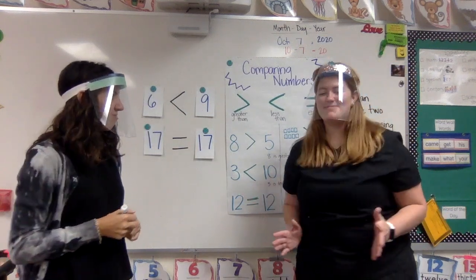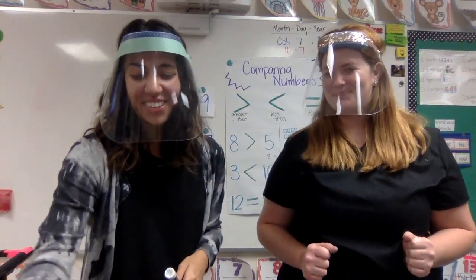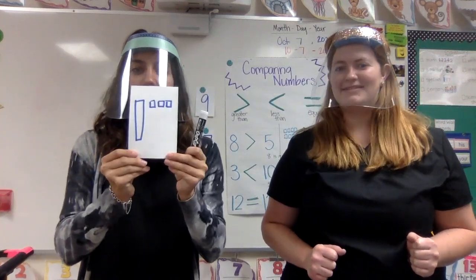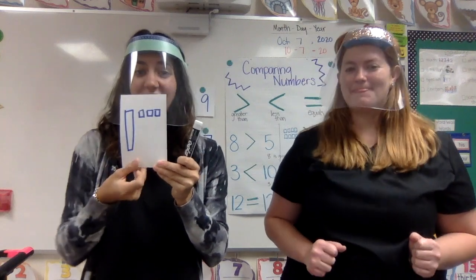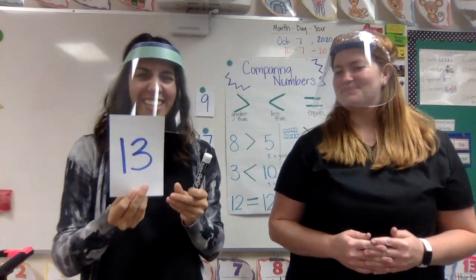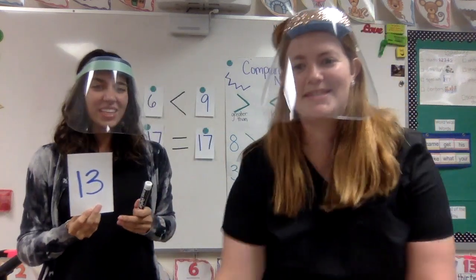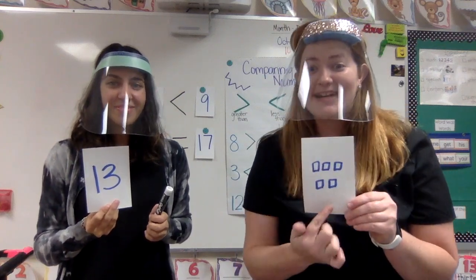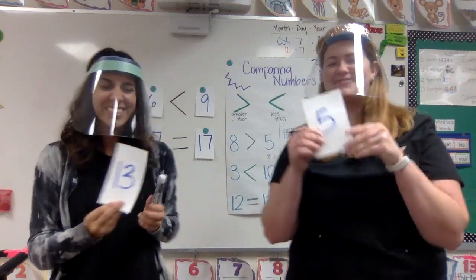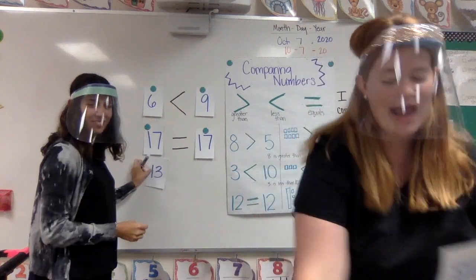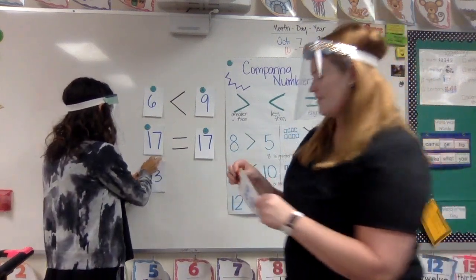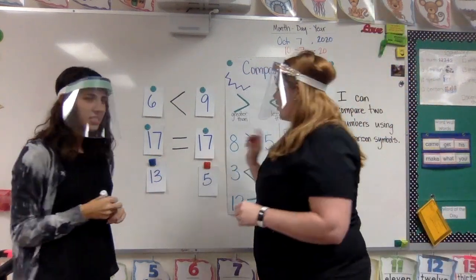Let's do one more. All right, I'm going to draw a card. I hope you read your base 10 blocks. This should be the number 13. And what card are you going to draw, Miss Lime? Did you read them? It says 5. That's right. Here's a magnet, Miss Lestico. Thank you. So I have the number 13. Miss Lime has the number 5.